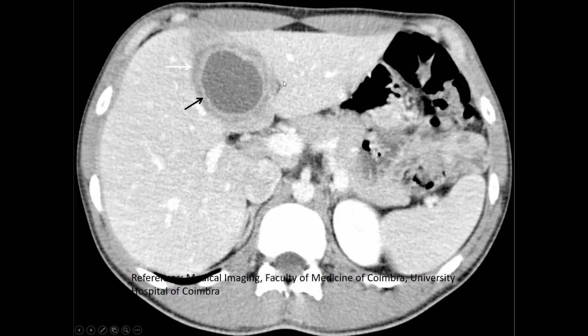Here you can see this is actually called a double target sign, okay. Why is this called a double target sign? Because you can see here there is a thick enhancing wall, and there is an outer rim that is hypodense. You can see this is hypodense and this is a dense wall. This dense wall is actually the lining of the abscess cavity, while this surrounding shadow is basically because of the peripheral edema, okay. This is called the double target sign.